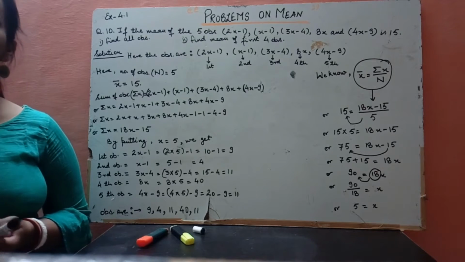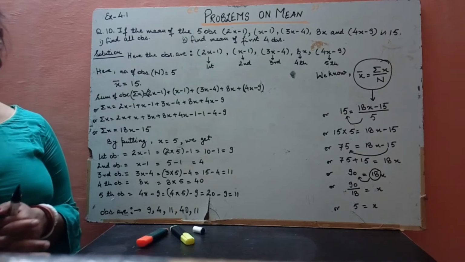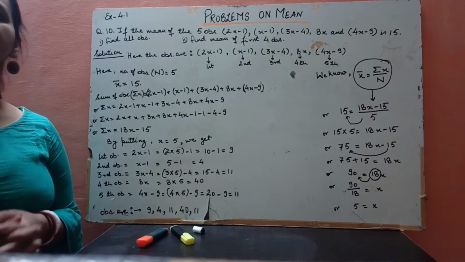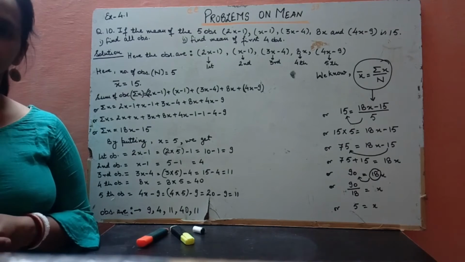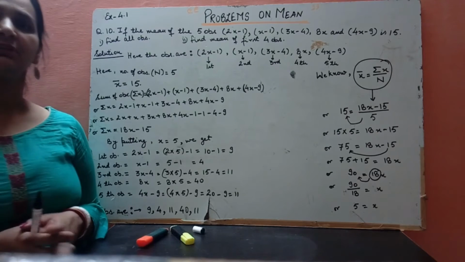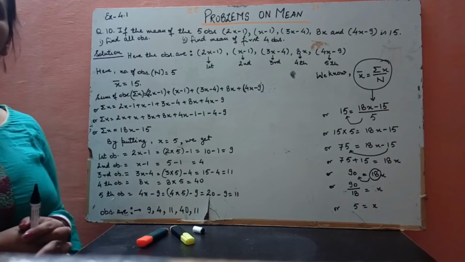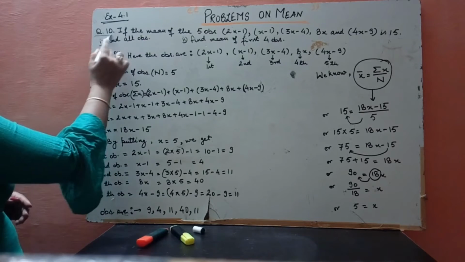There are several word problems, something like this. In some cases, one observation can be reduced. In some cases, one new observation comes. So like this, we will have word problems on mean in this lecture. Let's take one question from your book, that is exercise 4.1, question number 10.